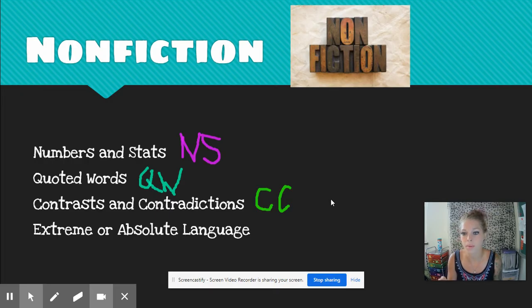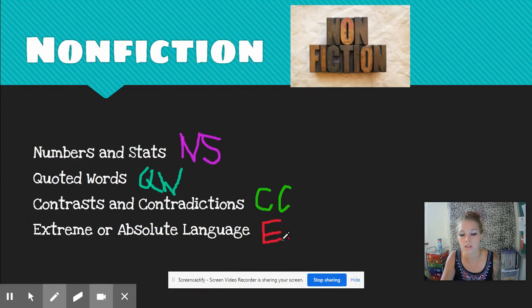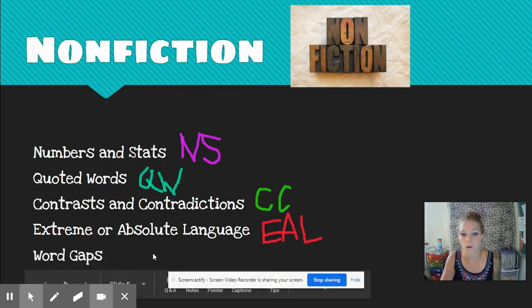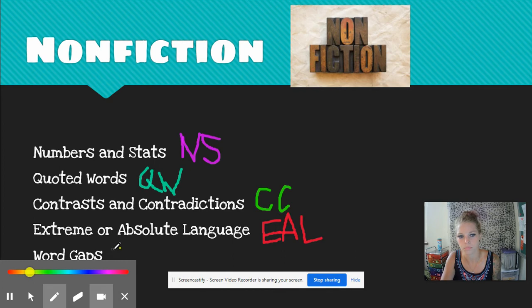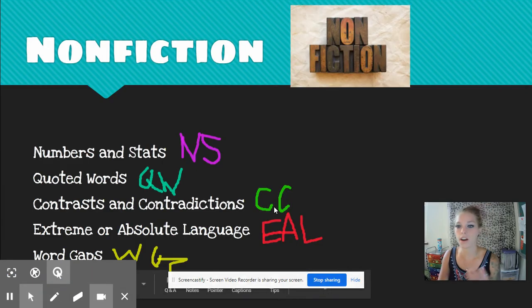We'll get into this in a little bit more detail on the next slide, but what we do for a shorthand would be EAL, and then our final one is going to be word gaps. A word gap is basically like a vocab word. Wow, that was a really bad G. Pardon my mistake there. Okay, so those are our signposts.